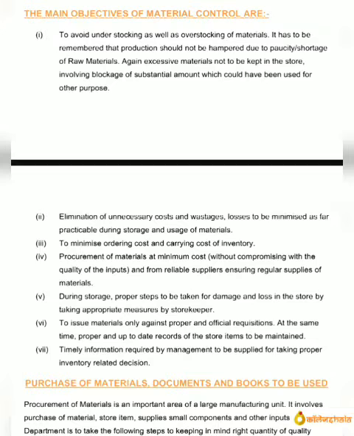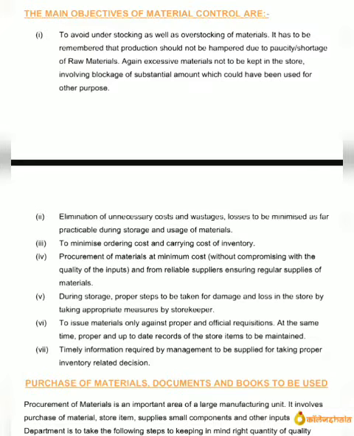Some other points of material control: we must try to eliminate unnecessary cost, wastage of material, losses, etc. These are to be kept to the minimum level as far as practicable during storage as well as usage of material. To minimize ordering cost and carrying cost of inventory. Basically, these are the two important costs relating to inventory, that means stock. One is ordering cost, another is carrying cost.